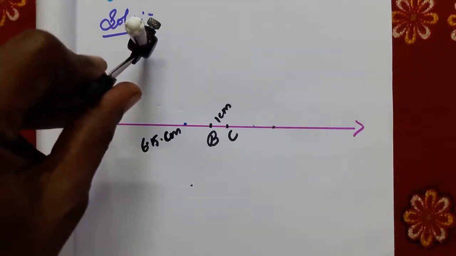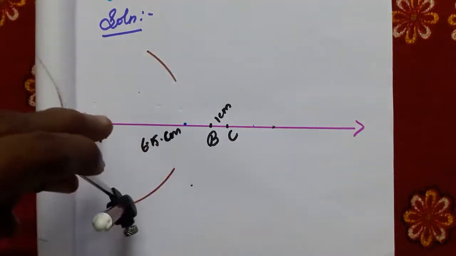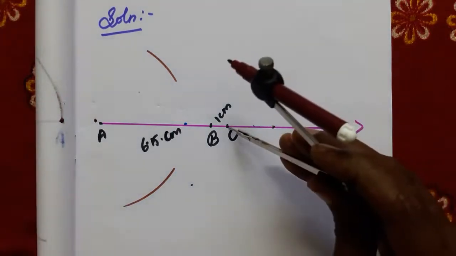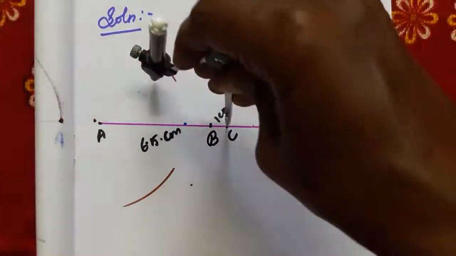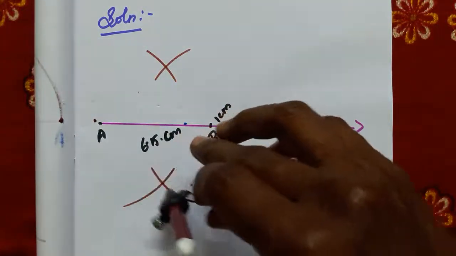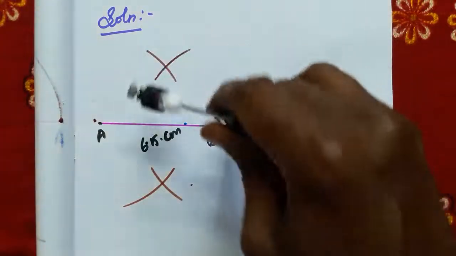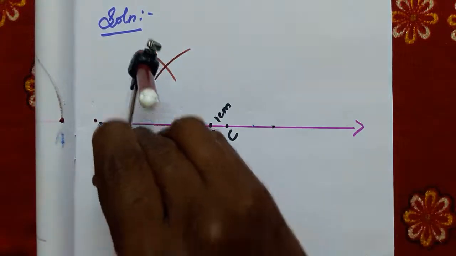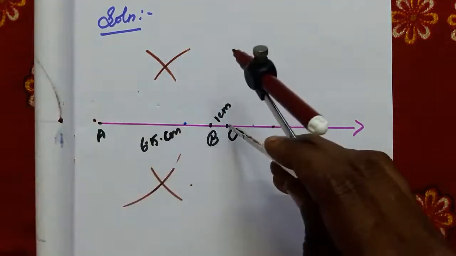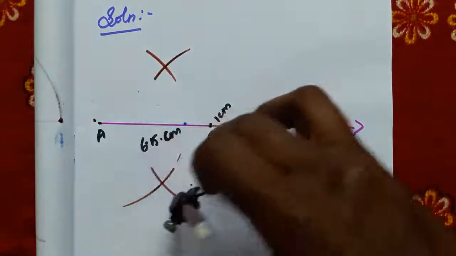Next, up of the line you have to draw a arc. Same like that down of the line also we have to draw a arc. Next, with the C as center, you have to draw a arc. It want to cut the previous arc. Next, same measurement. No need to change the measurement. With A as center draw a arc up and down. With the C also you have to draw a arc up and down.